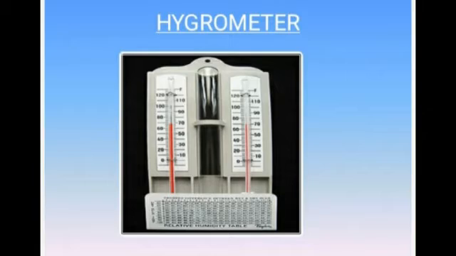So it is fixed on a wooden frame, and the bulb of one thermometer is kept uncovered, and this is the dry bulb thermometer, and the bulb of the other thermometer is wrapped in a piece of wet cotton cloth, and this is the wet bulb thermometer, and the cloth is continuously kept wet by dipping a part of it in water. You can see in your textbook also, page number 35 in your geography text.